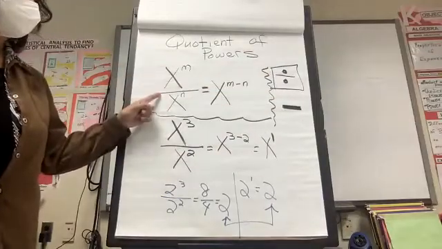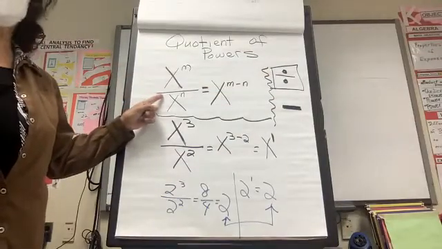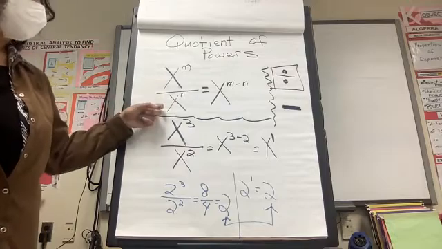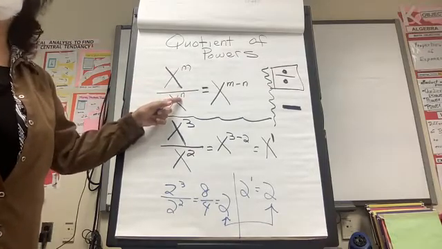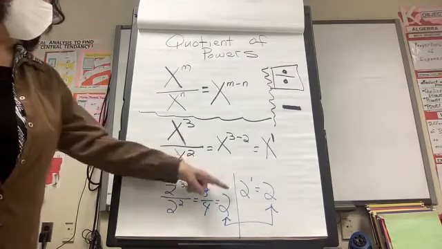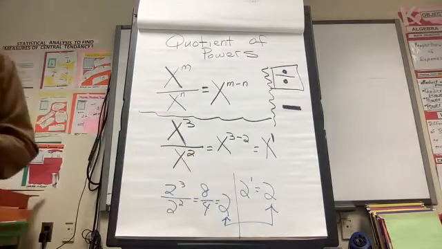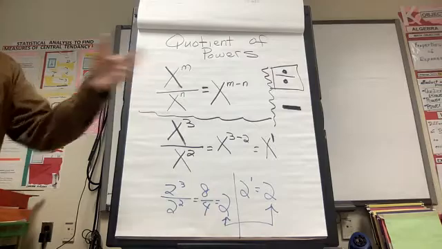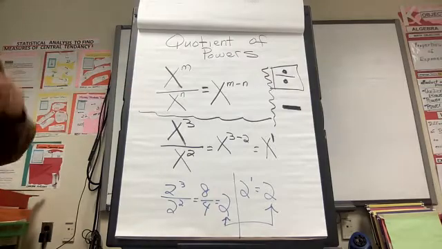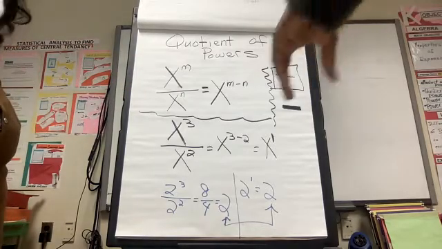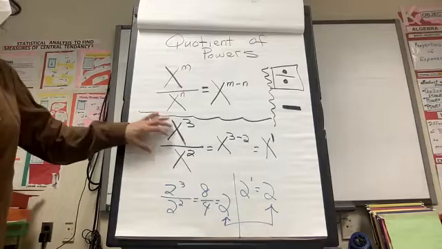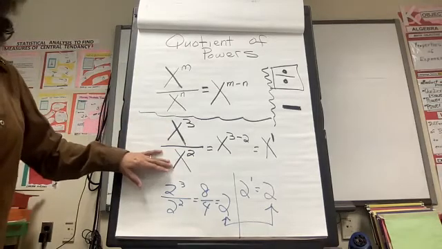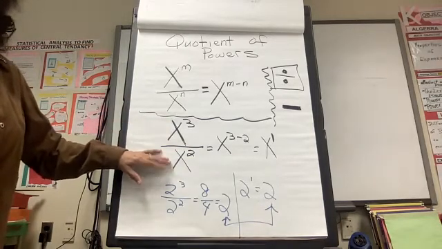So when the problem is a division problem, the powers say, I don't want to do division, I want to do subtraction. So the powers subtract. Mr. B: If it's division, the base has to be the same, x and x. That is a very important point. The bases have to be the same. If the bases are not the same, we cannot do this.